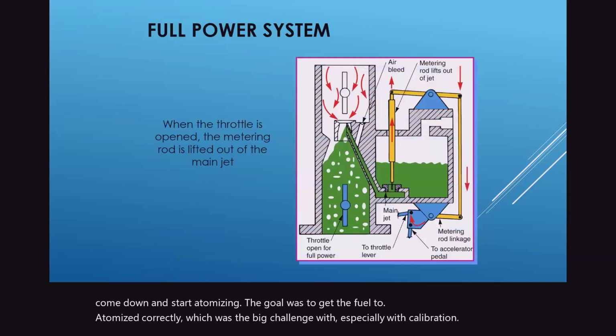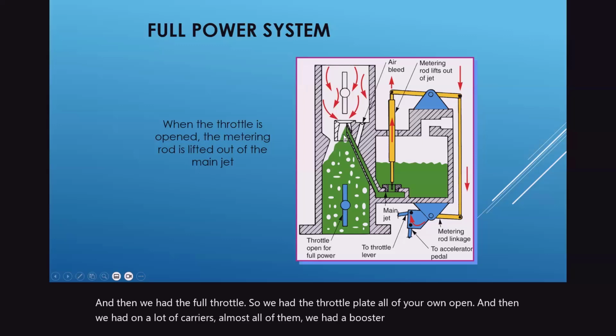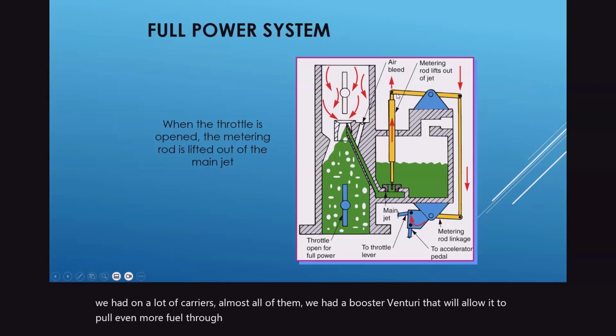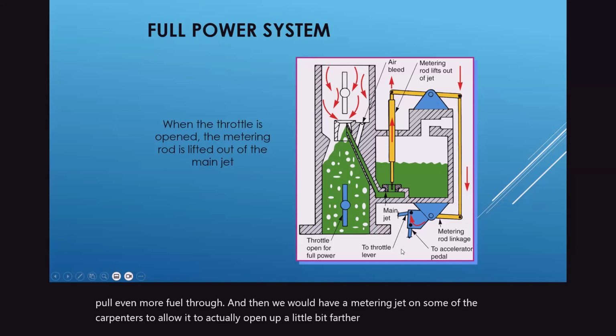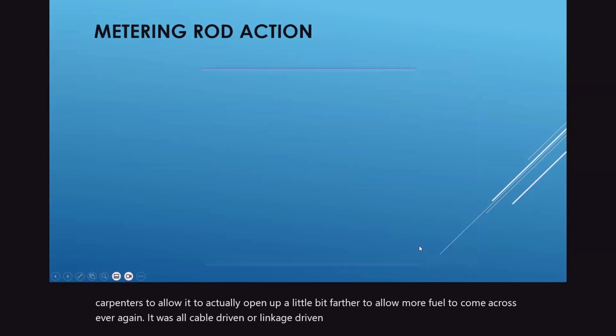And then we had the full throttle. So we had the throttle plate all the way open. And on a lot of carburetors, almost all of them, we had a booster Venturi that will allow it to pull even more fuel through. And then we would have a metering jet on some of the carburetors to allow it to actually open up a little bit farther to allow more fuel to come across. And again, it was all cable driven, or linkage driven, I should say.